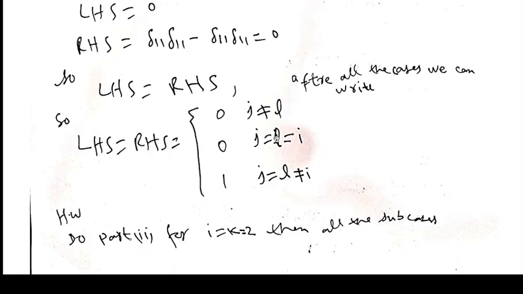If j is not equal to l, the left hand side and right hand side are 0. If j is equal to l is equal to i, then it is again 0, as we have seen here. If j is equal to l and not equal to i, then 1. Now you have to do this for i equal to k equal to 2, and you will see that you will again have this type of result, and also for i equal to k equal to 3. So we can generalize the result of part 2, that we have proved that left hand side is equal to right hand side for part 2, and we have also concluded that left hand side is equal to right hand side is equal to 0 when this and this, and 1 when this.